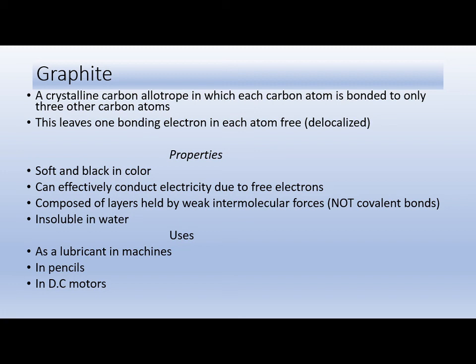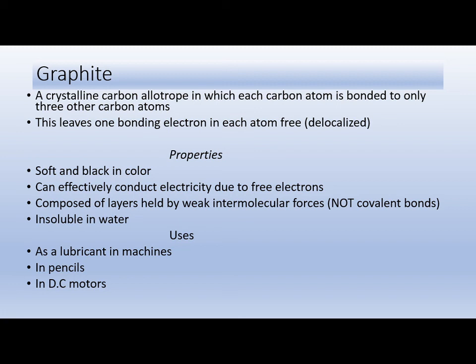How do these free electrons come about? The way graphite is bonded. Composed of layers held by weak intermolecular forces, not covalent bonds but just weak intermolecular forces. Insoluble in water, just like diamond. Used as a lubricant in machines because it's made of layers.